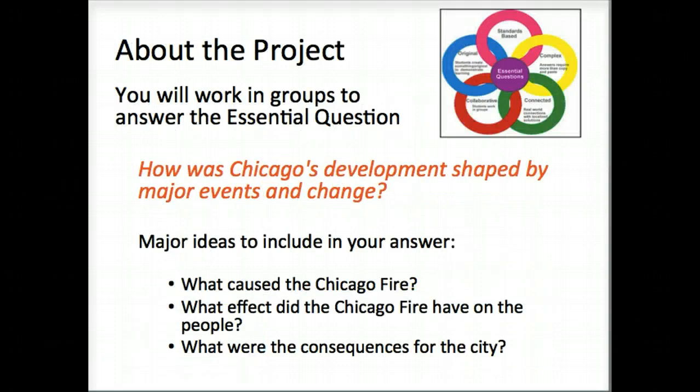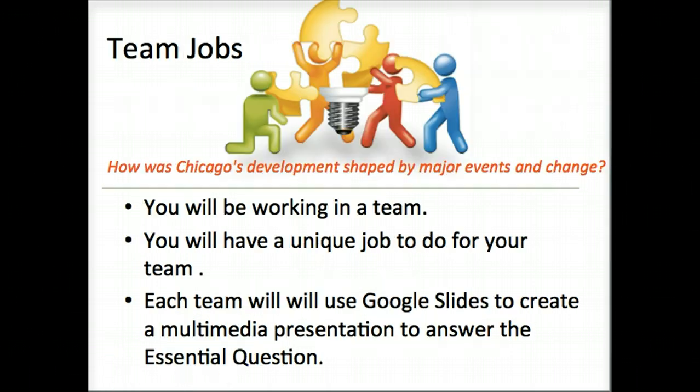Specifically, you'll want to make sure you include these components: what caused the Chicago fire, what effect did the Chicago fire have on the people, and what were the consequences for the city. Each of you has been given a special job to do within your team. You will each be contributing something unique to make the project the best it can be. In the end, your group will create and publish one multimedia presentation with all of the information.